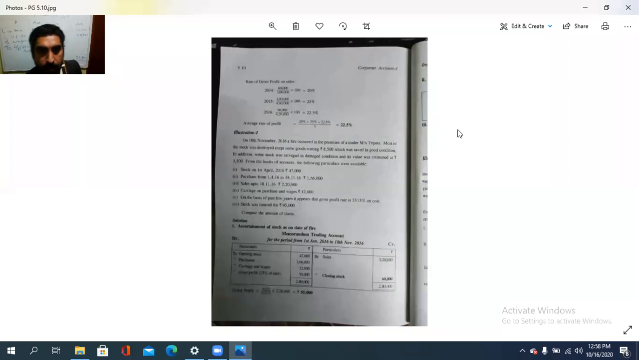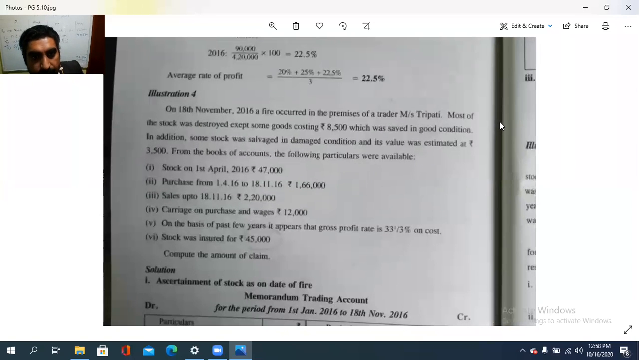So we will do this problem also, and then we will wind up the session. On 18th November 2016, a fire occurred in the premises of trader Messrs. Tripathi. Most of the stock was destroyed except some goods costing 8,500, which was saved in good condition. In addition, some stock was salvaged in damaged condition and its value was estimated at 3,500. So 8,500 is the first case, and 3,500 the second case. So both are the salvage value.